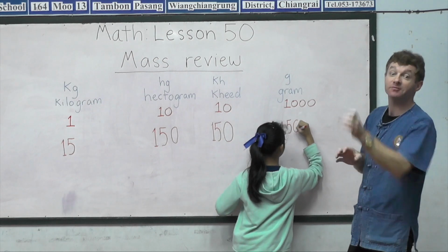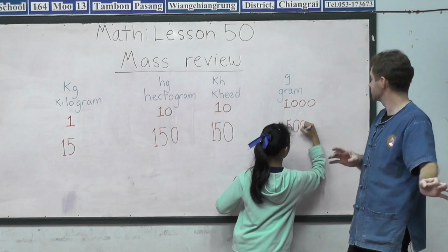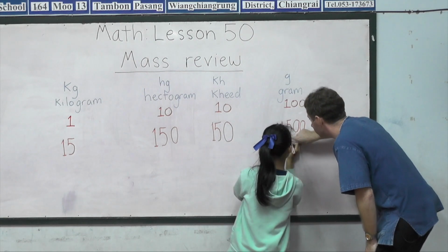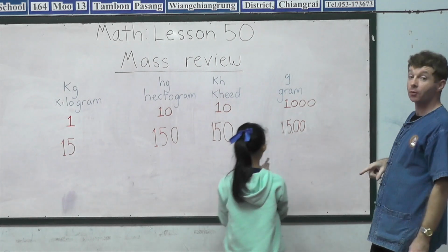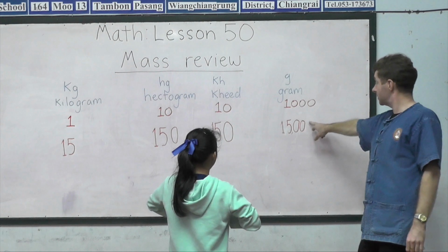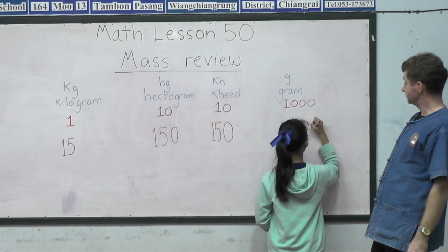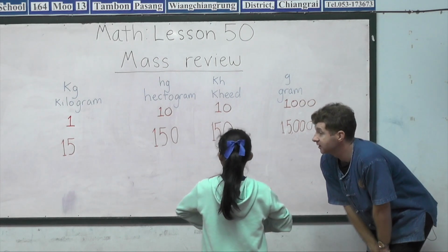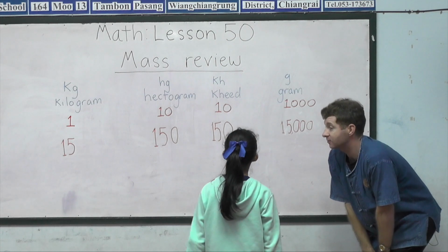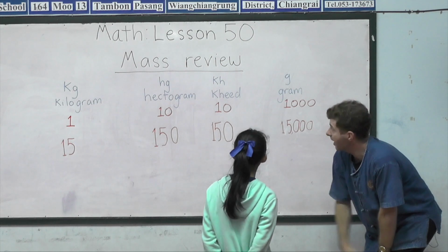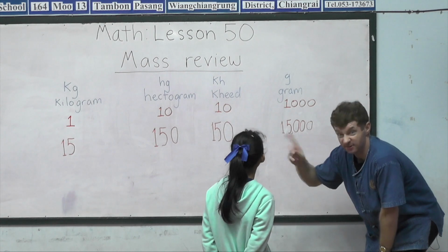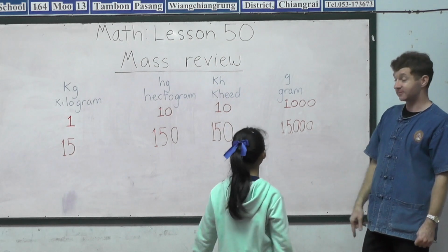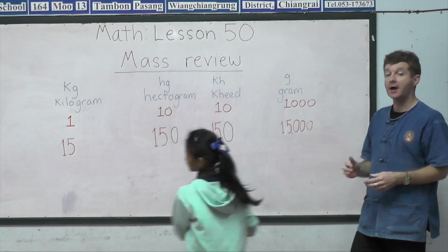15 kilograms, 15,000. So we take away our comma here, and we need how many zeros? 3. One more zero here, please. 15,000. That's excellent. So you see, how many kilograms have you written? 15 kilograms. And how many hectograms is that? 150 hectograms. And how many kid? 150, the same. So, how many grams? 15,000 grams. Excellent. High five. Round of applause.